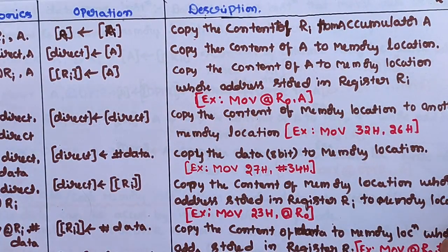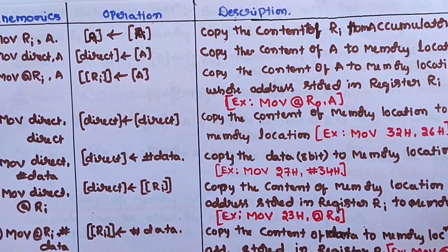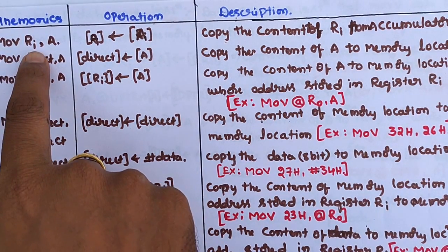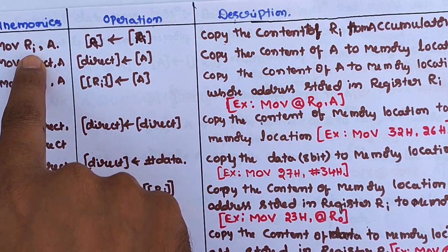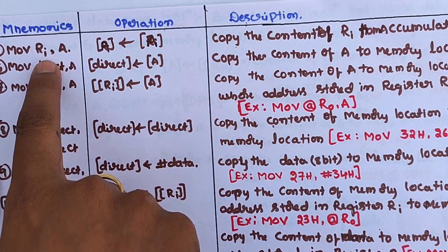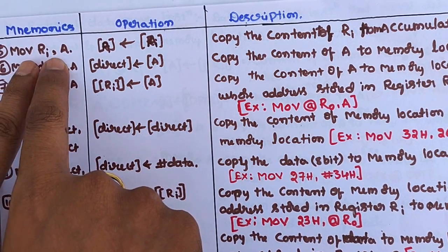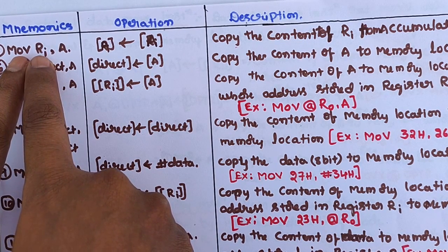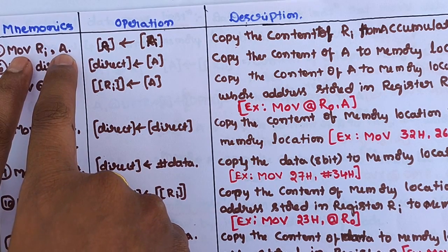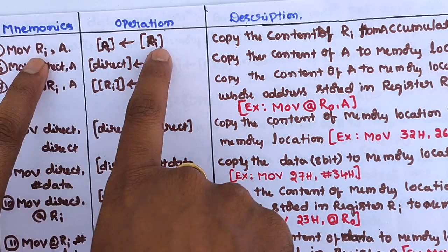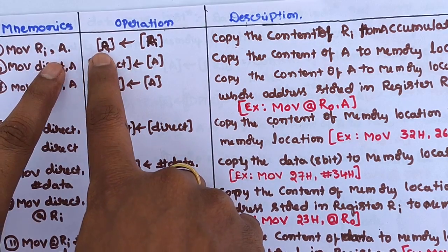So remaining are only exchanging the register, that is a source and destination operand. Here we are exchanging the register, and that is a source and destination positions. That means the destination address is mentioned by register Ri and the source is specified with the accumulator. Here the content will be copied, that is, the accumulator content will be copied to the register.